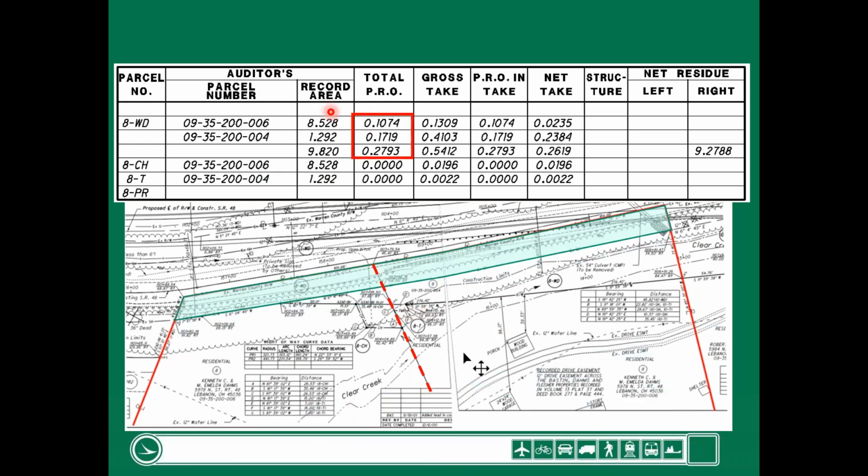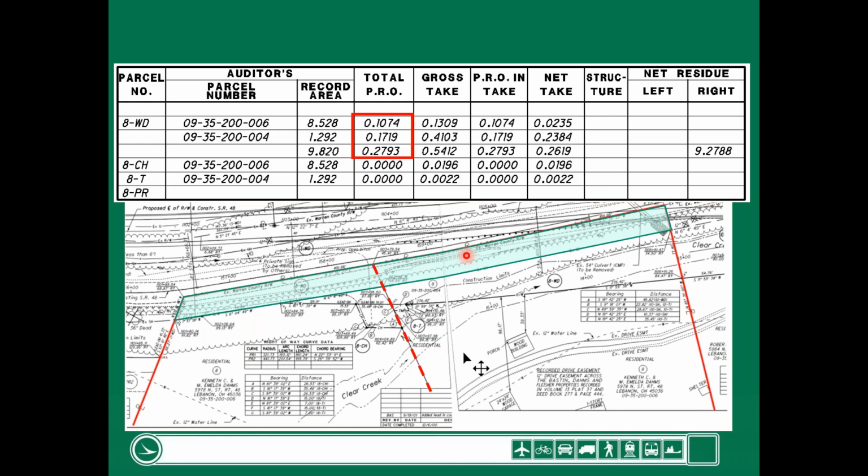The first column we have after the record area is what's called the total PRO, present road occupied. What part of the present road occupies the current property owner? What that really means in the big picture is that prior to this project, we own this in an easement, a standard highway easement. That's what gives us PRO. If we own this corridor in fee, there would be 0 PRO. It's only when we own it in easement. In other words, the property line goes to the center of the old roadway.